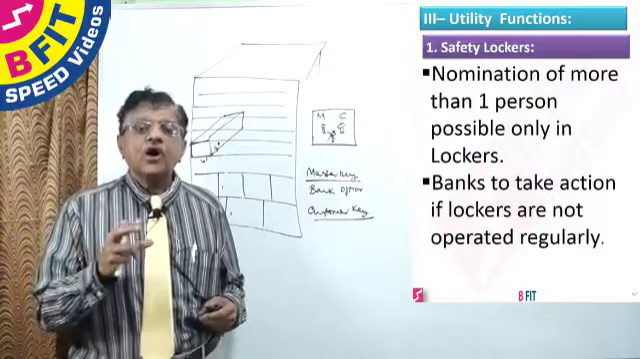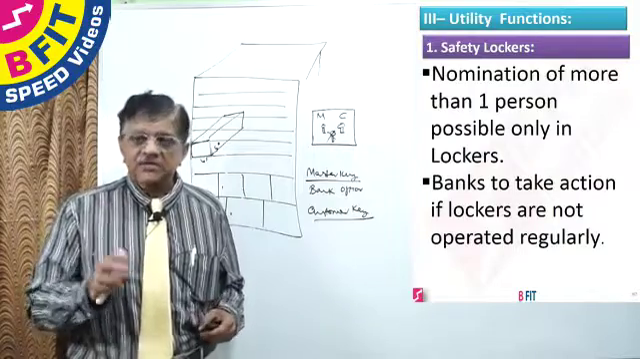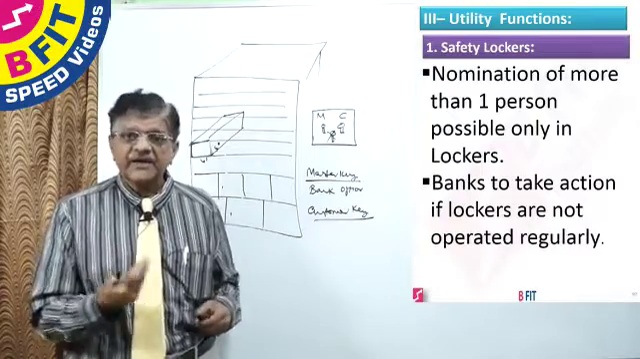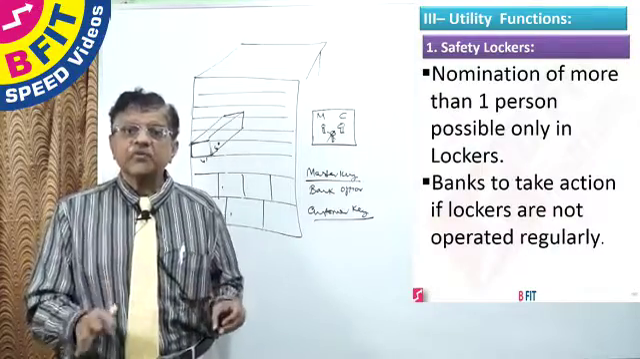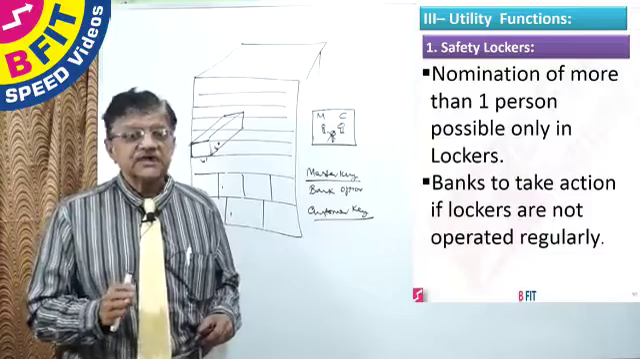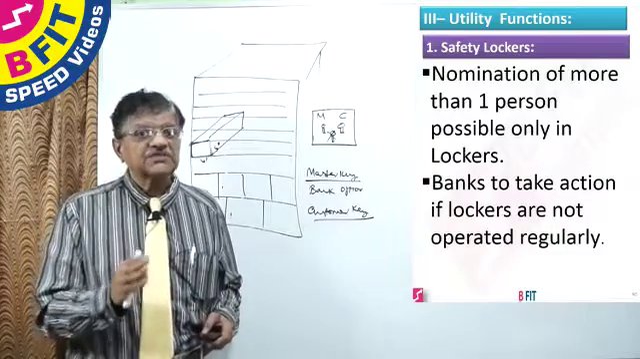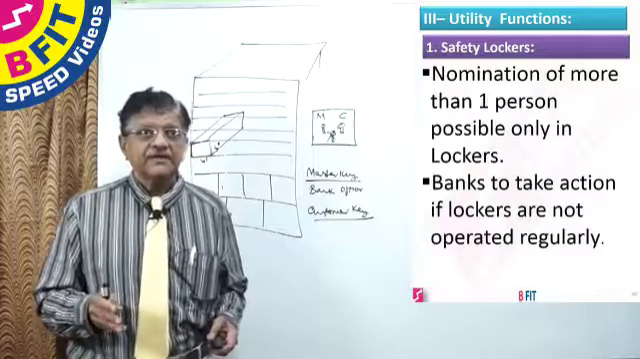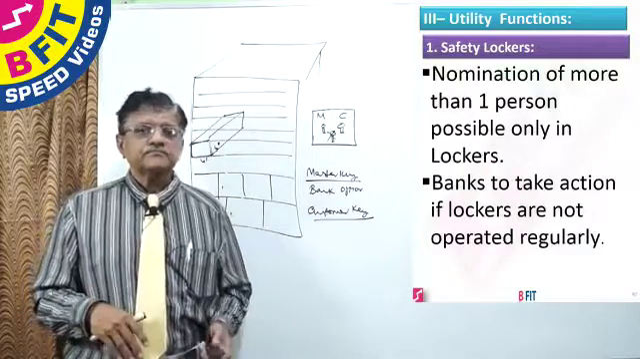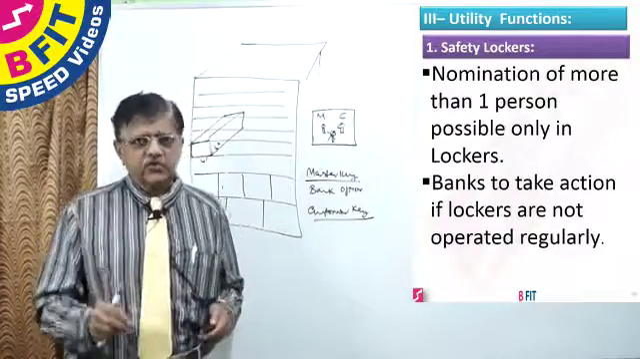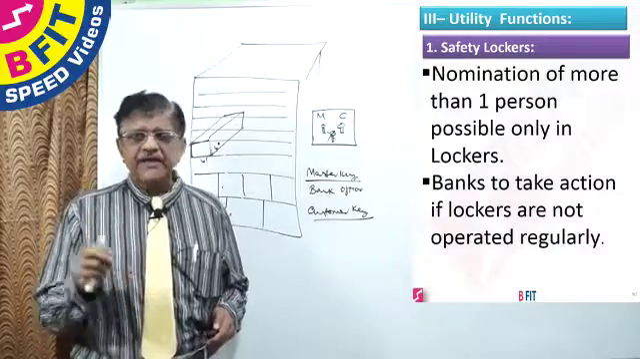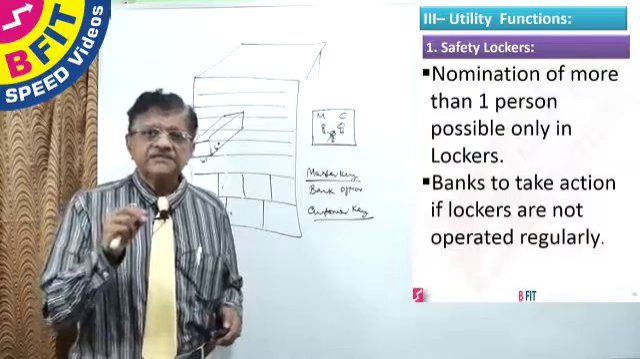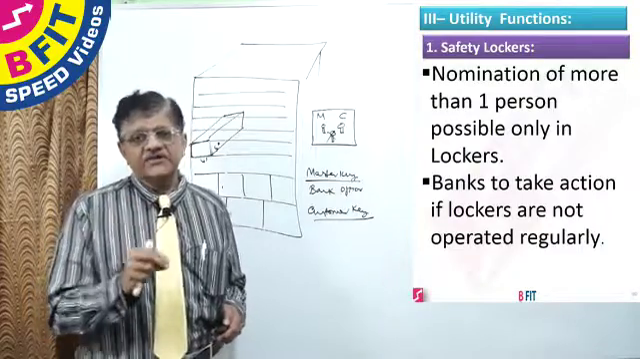And banks have to constantly keep in touch with the locker customer. They have to verify how frequently and periodically the lockers are operated. Suppose a locker is not at all operated for 1 year or something like that, the bank must find out such customers and immediately contact them so that the lockers become functional again. So safety locker is a very useful utility function provided by the banks to its customers.